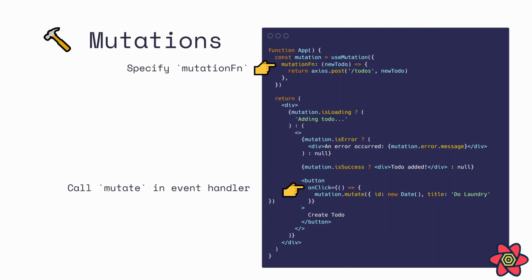Let's see how this works in a React application. First, we call the useMutation hook and pass in a function. In this specific example, we pass a function to create a new to-do item. And then we call the mutate function in the onClick handler of the button. And that's really all it takes to include a mutation in your component.